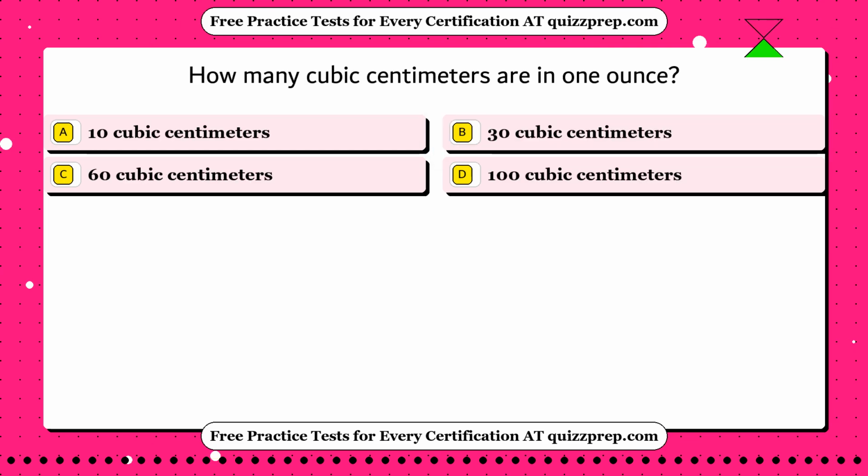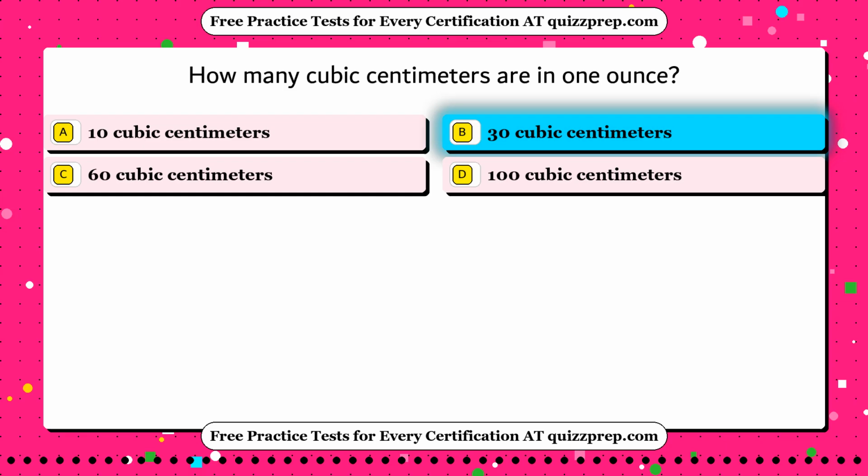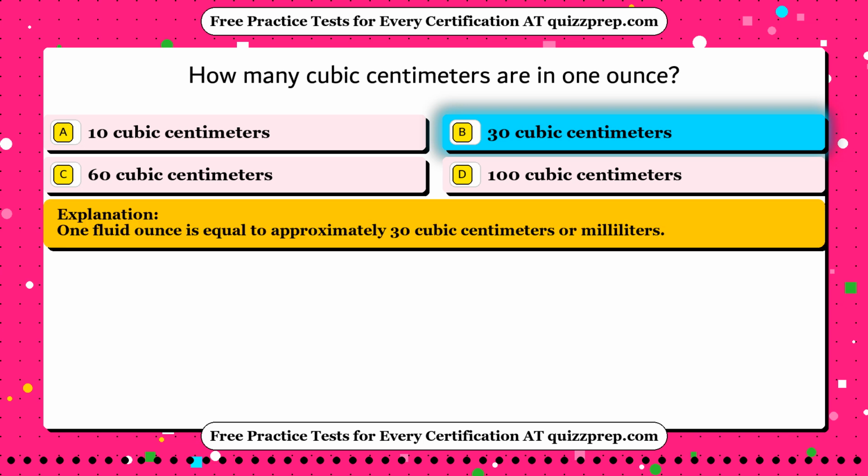Question 65. How many cubic centimeters are in 1 ounce? Option A, 10 cubic centimeters. Option B, 30 cubic centimeters. Option C, 60 cubic centimeters. Option D, 100 cubic centimeters. The correct answer is option B, 30 cubic centimeters. 1 fluid ounce is equal to approximately 30 cubic centimeters or milliliters.